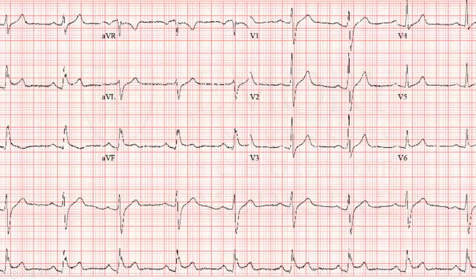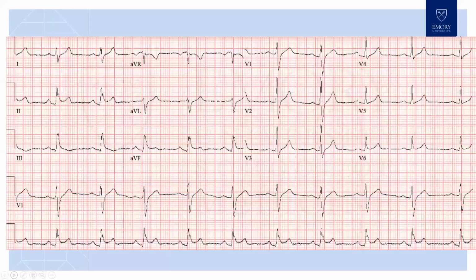This was the EKG on presentation here to Emory, so pretty similar with these ST elevations in the inferior leads with QRS notching and slurred ST elevations. And then 30 minutes after presentation, similar EKG.